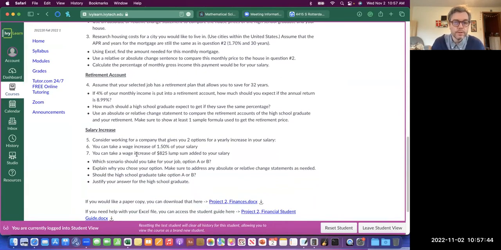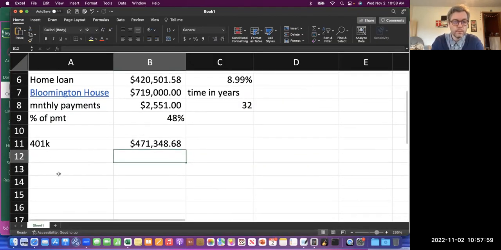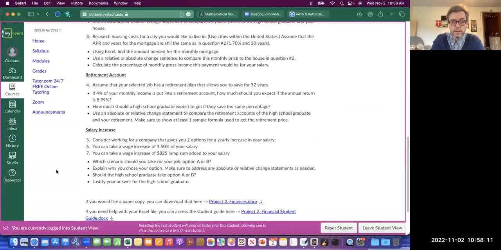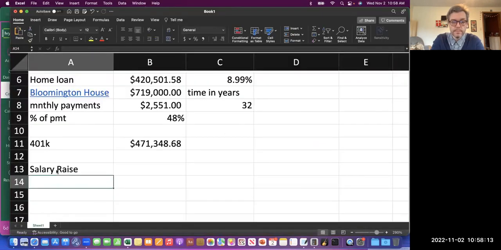All right, and the last portion is the salary increase. Consider that you're working for the company, and it gives you two options. You could take a wage increase of 1.5% of your salary, or you could take a lump sum of $825. So we can either take the lump sum or we can take the percentage. So what was the percentage? 1.5%.